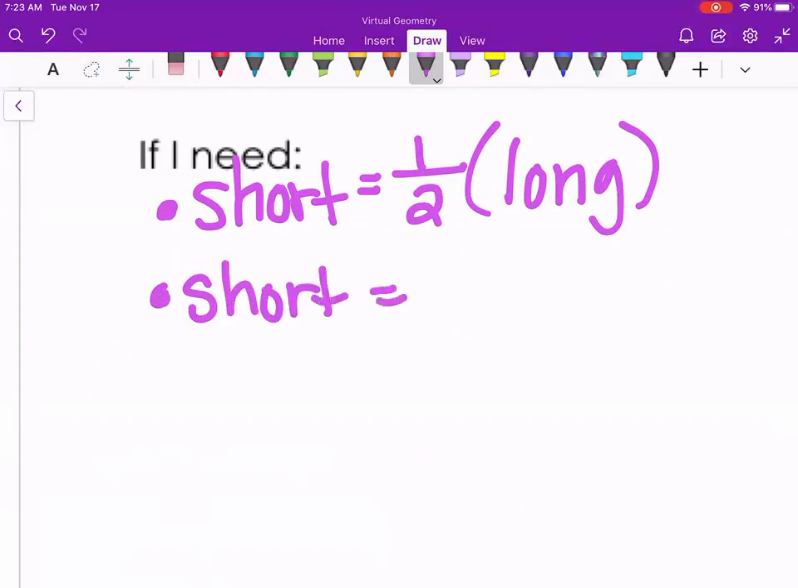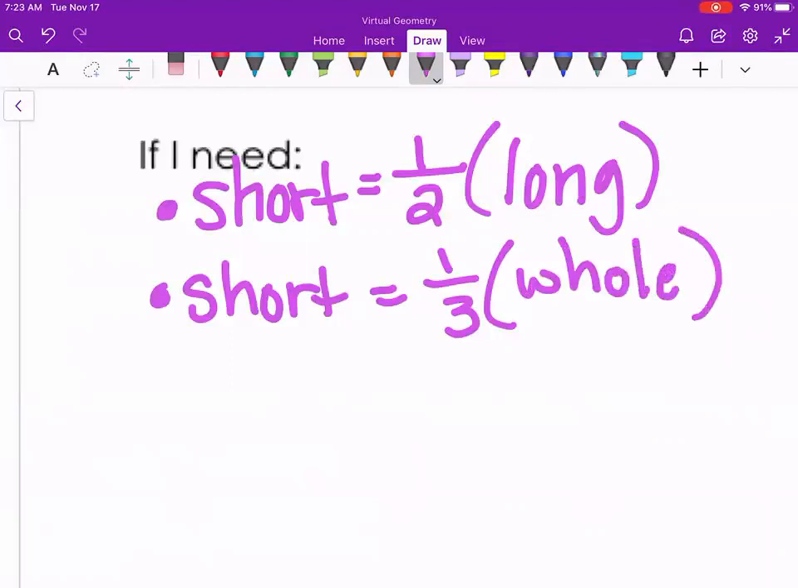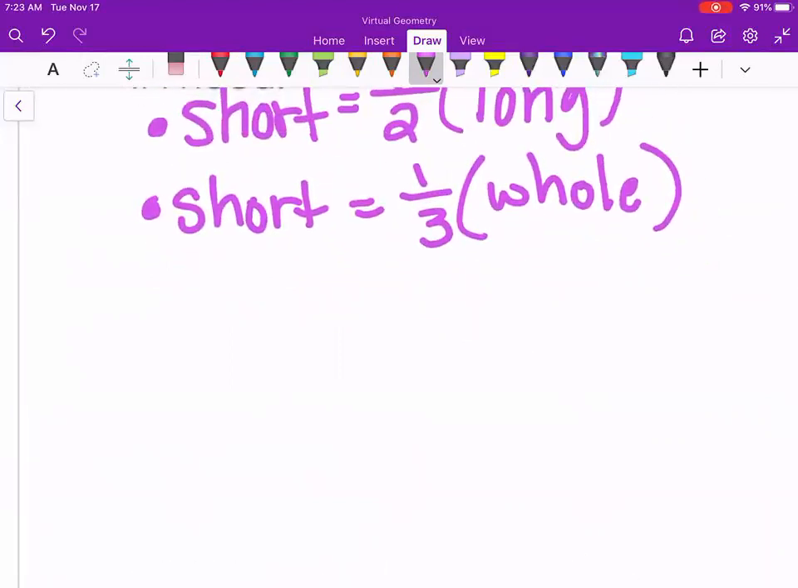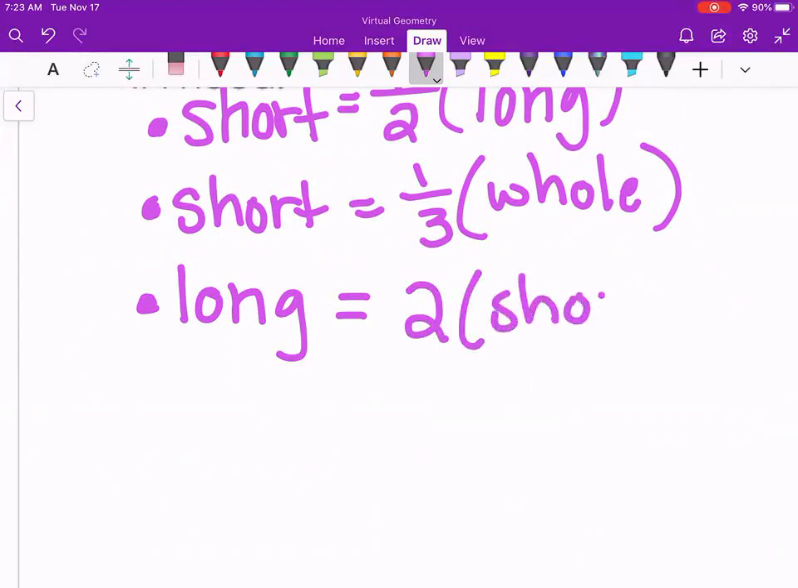The shorter piece is also 1/3 of the whole entire segment. Okay, now we can use these similar formulas to get the longer part. So if I need a long part, it is 2 times whatever's going on at the short. So if I know the short, multiply it by 2, and I can get the longer piece.